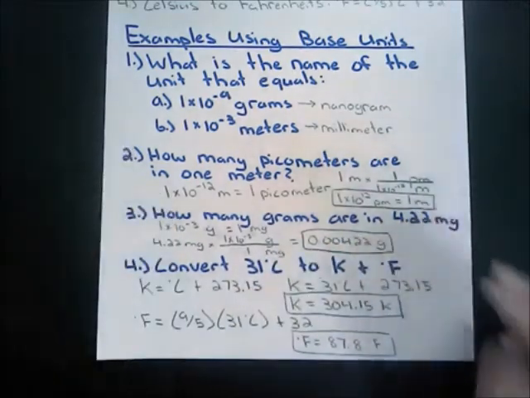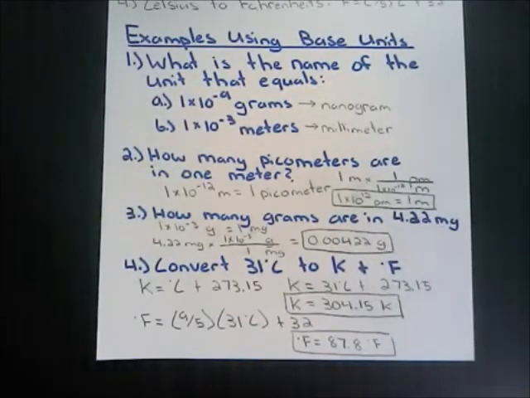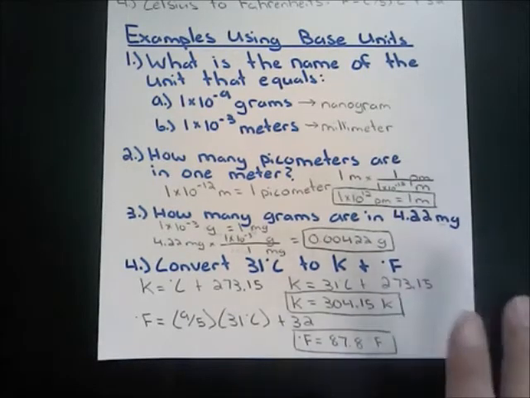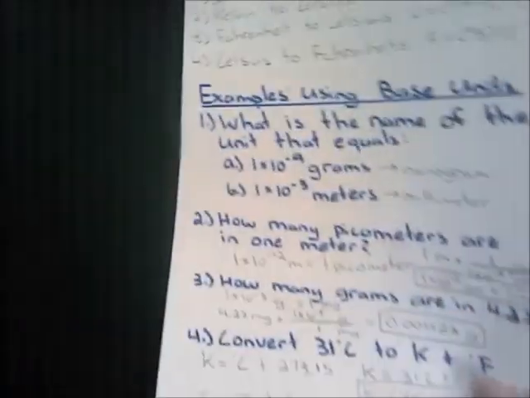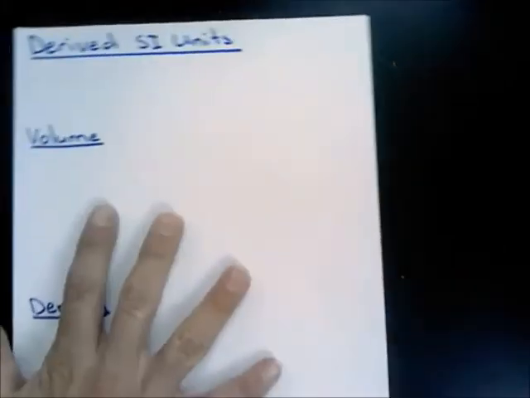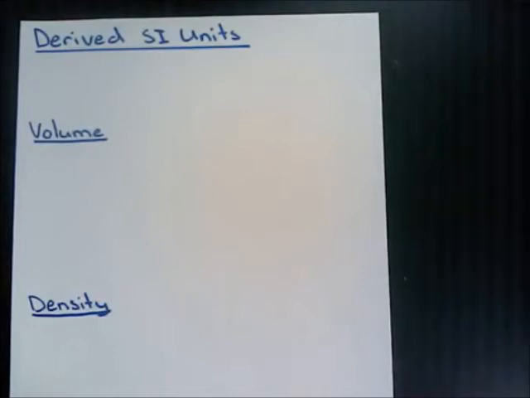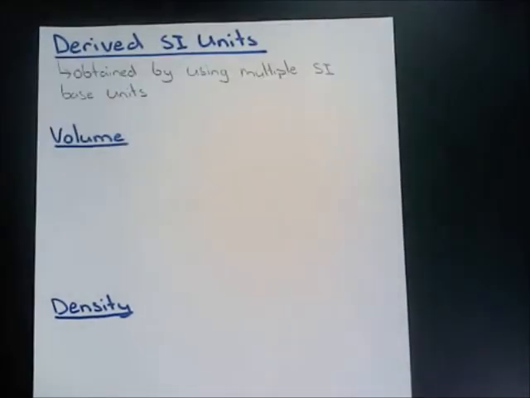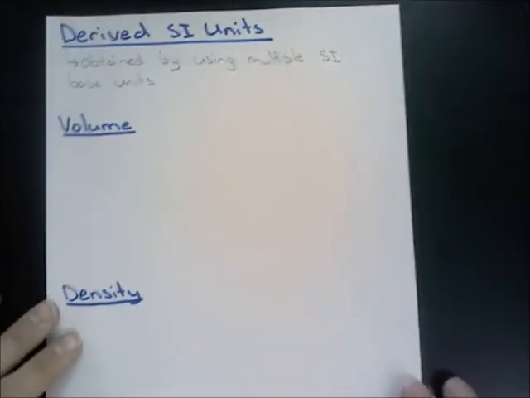All right, so that is our SI base units. What we can do a little bit further is go into something known as SI derived units. So we'll transition here to our SI derived units, and an SI derived unit is obtained by using multiples of the 7 SI base units. So in chemistry, there are 2 really common SI derived units that we'll use very frequently.